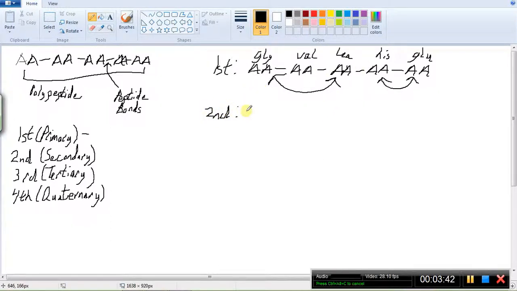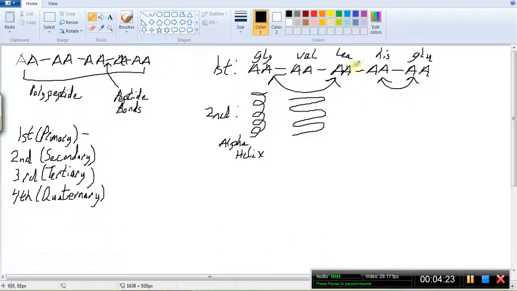Secondary structure, there are 2 secondary structures you need to know. One of them is, I'm going to draw it like this, an alpha helix, and then the other one is the beta pleated sheets. So this would be the alpha helix, which makes sense, right? It looks like a helix, an alpha helix, the shape of the protein.